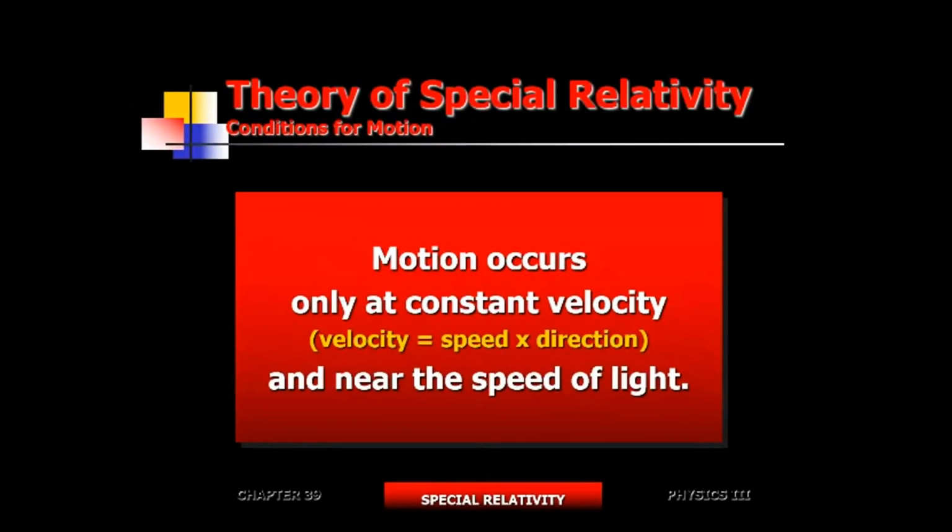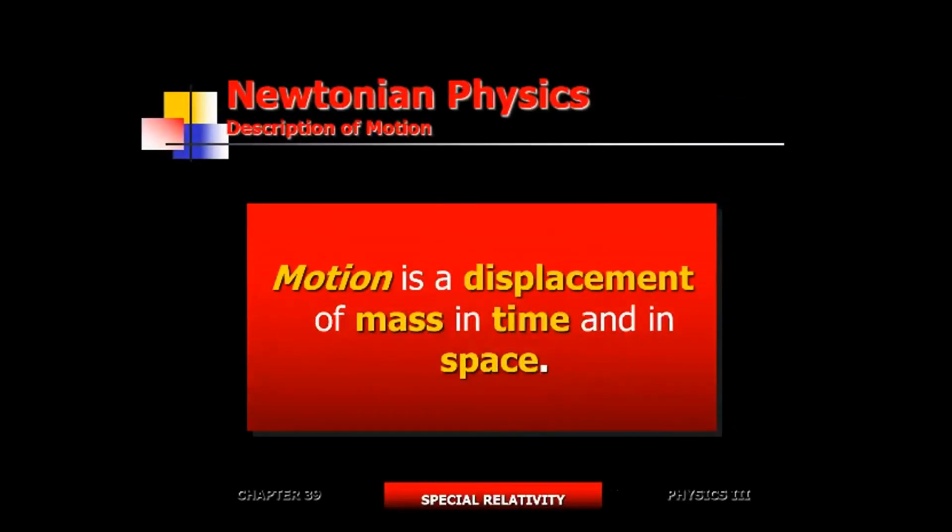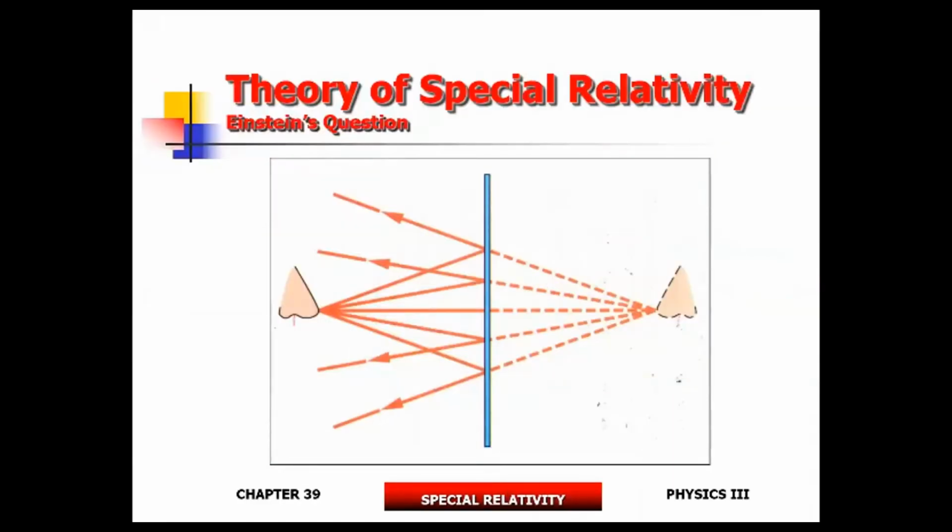Published in 1905. All right, and if you are moving near the light speed, something is going to happen to your mass, something is going to happen to time, and something is going to happen to space. So the theory is about what happens to mass, time, and space. This is known as the special theory of relativity.